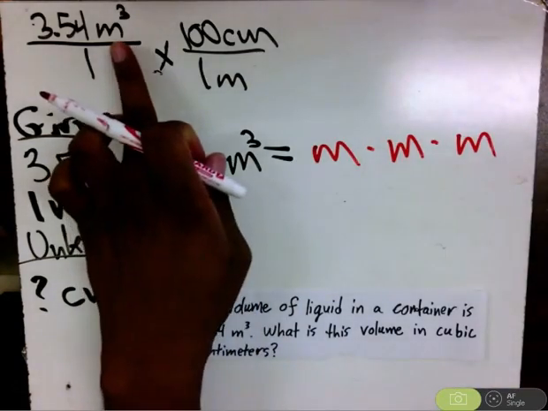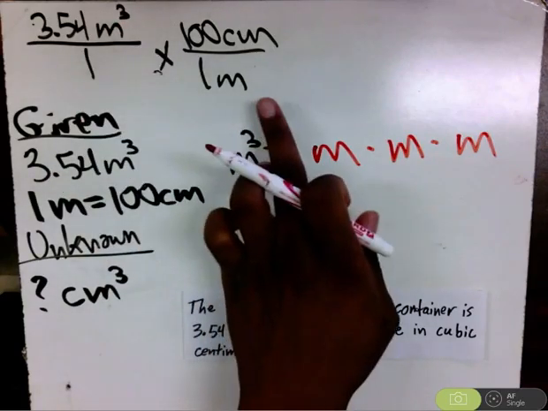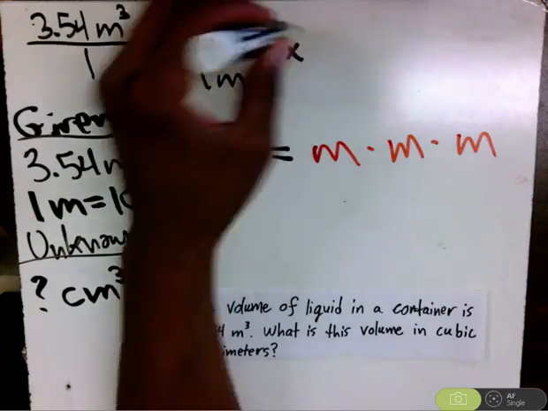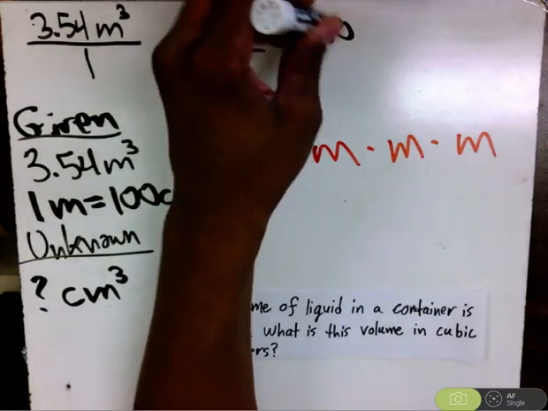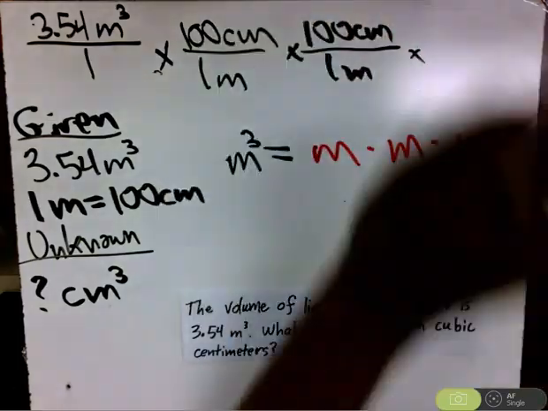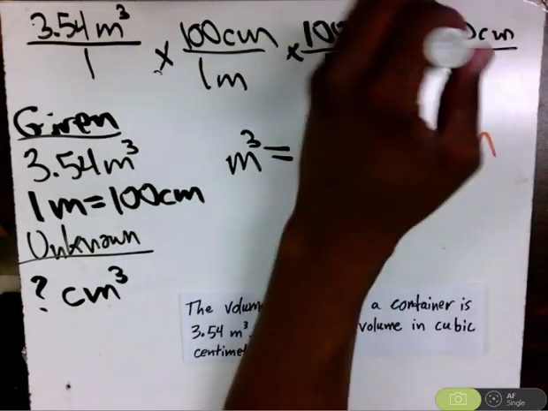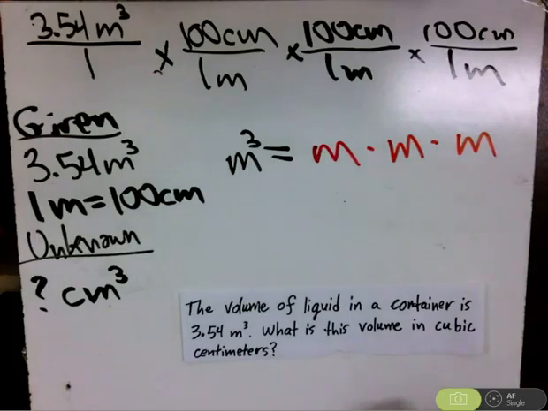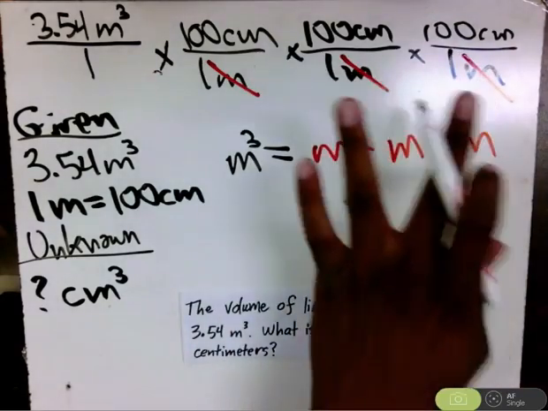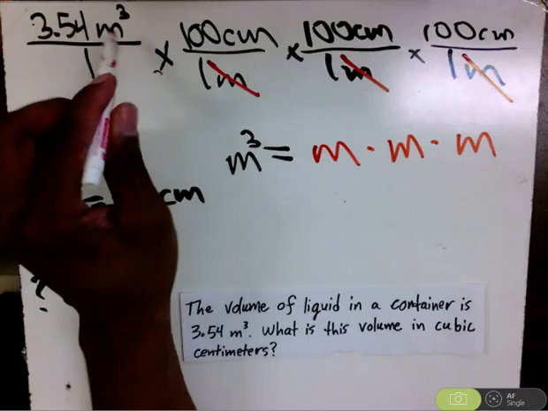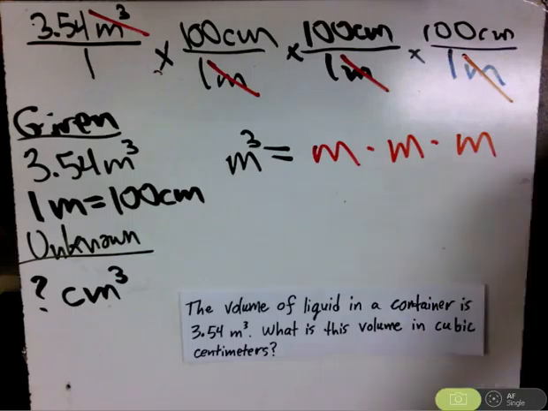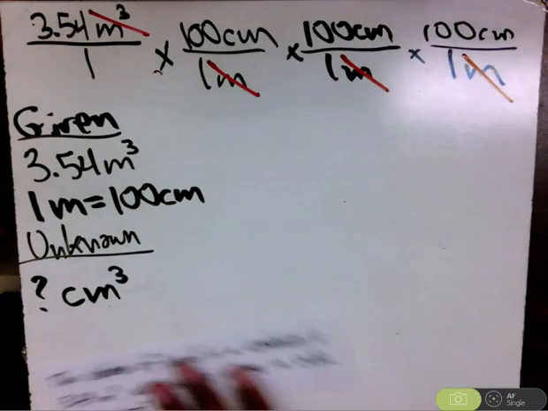So I actually have 3 meters up here, but I only have 1 to cancel. So what I need to do is multiply again by the conversion factor, 100 centimeters divided by 1 meter. That's 1, that's 2. And one more time, 100 centimeters divided by 1 meter. And each one of these meters, 1, 2, 3, is going to cancel out the 3 meters on the top. And now that all of my meters canceled out, I can go forward with solving this problem.